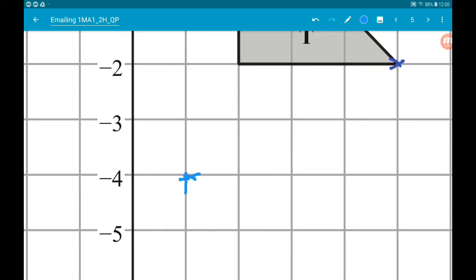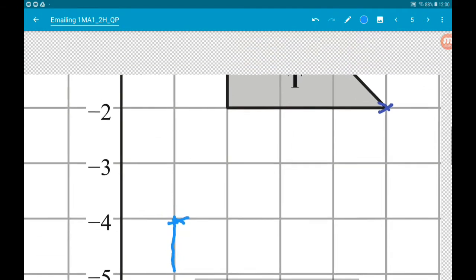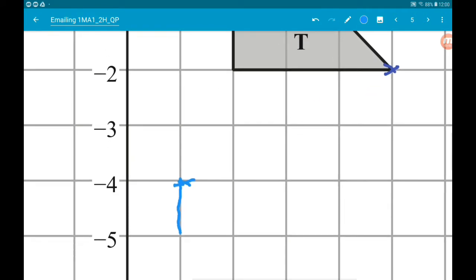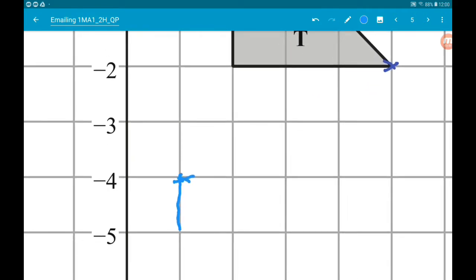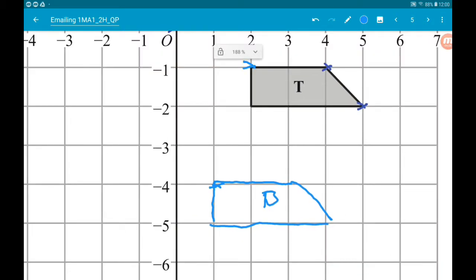So there's the height, and then 2 across. So that is trapezium B. Cool.